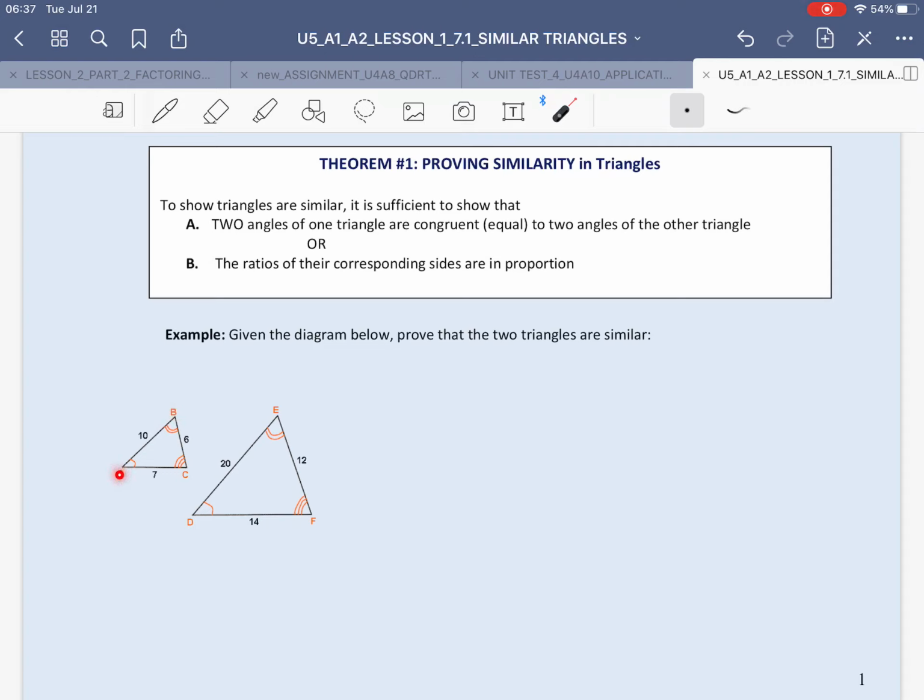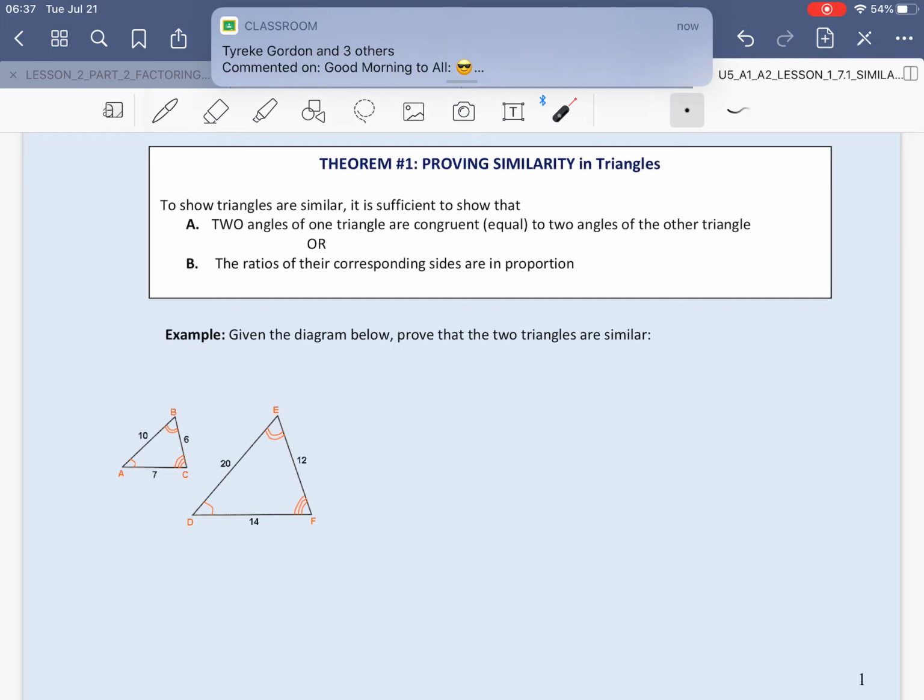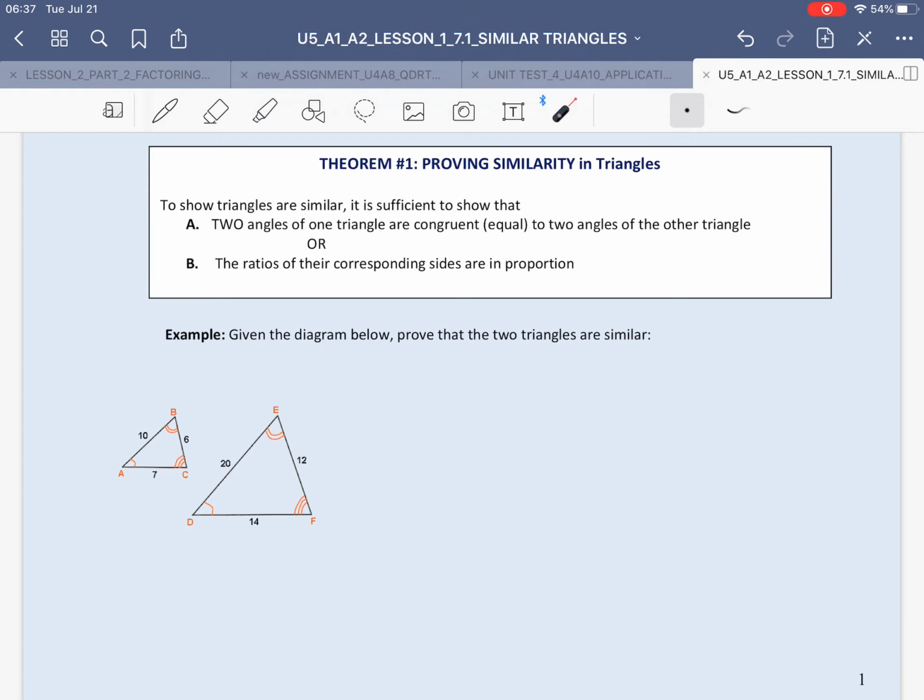In this example, we are given the triangle ABC, and the sides of triangle ABC are 6, 7, and 10. Now, the other triangle DEF has the sides respectively 12, 14, and 20. We are going to say that since we see the same symbols at each angle, then the angles are equal. That tells us that the two triangles have the same shape. To prove, though, that the two triangles are similar, we need to prove that the ratios of their respective sides are equal.